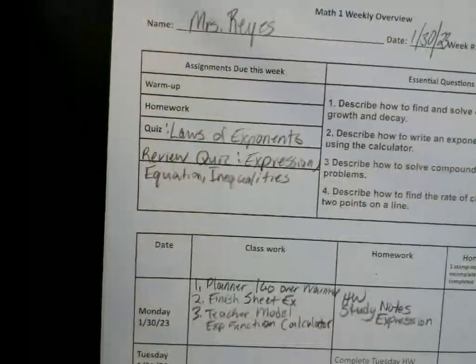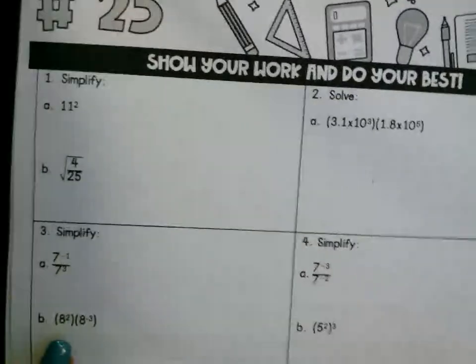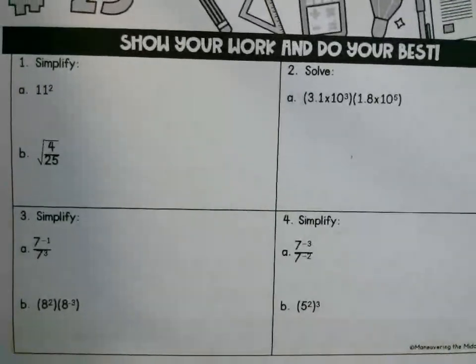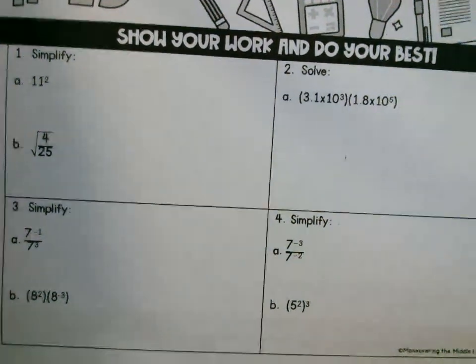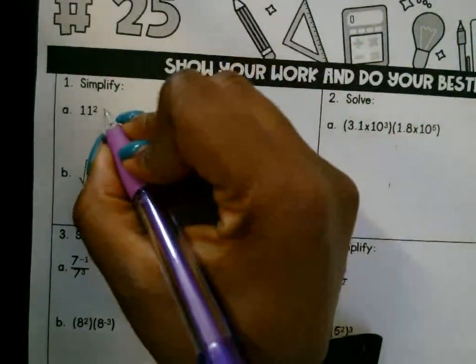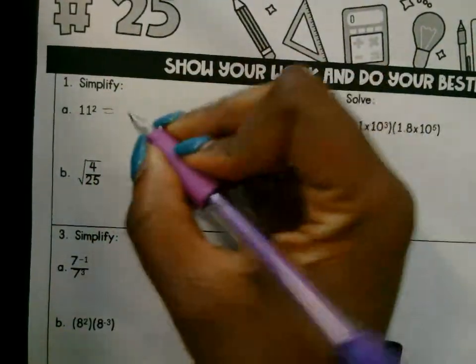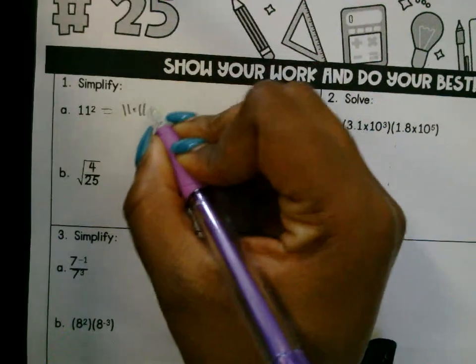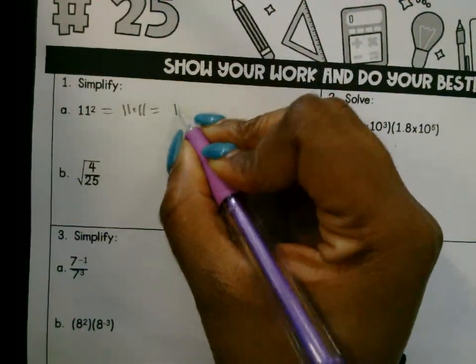Let's look at the warm-up. All right, I'm going to give you a few minutes to do the warm-up. Okay, guys, listen. This says simplify, so they do want you to simplify completely. This is saying 11 times 11. What's 11 times 11? 121.